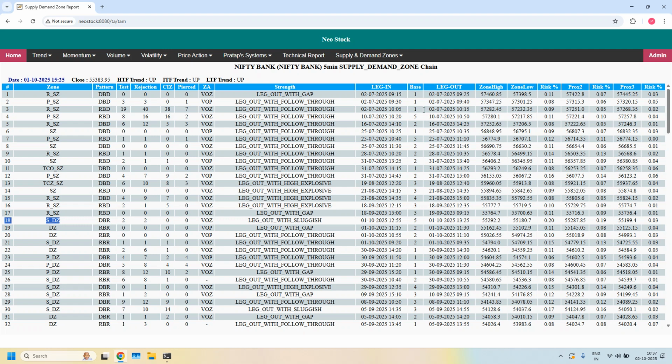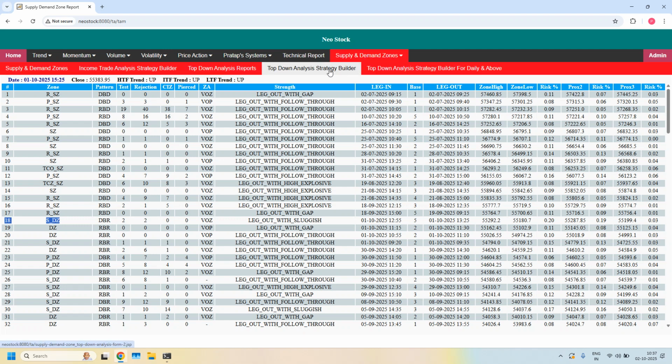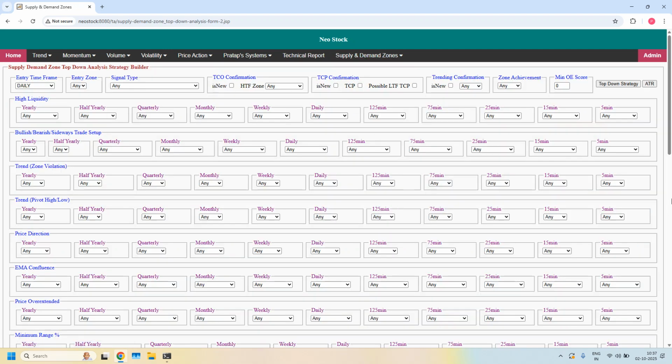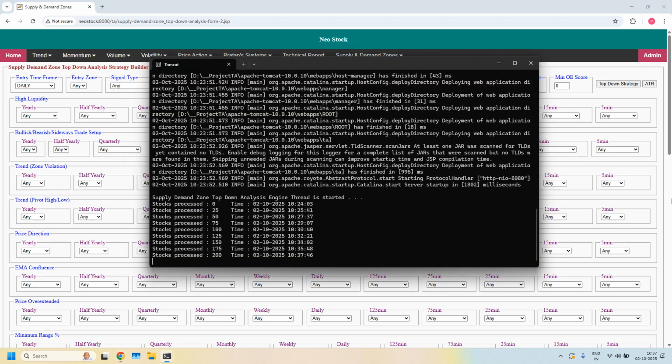We have completed both Nifty and Bank Nifty supply demand zone chain reports. Next I will generate sideways, bullish and bearish trade setups for monthly, weekly and daily income trades. Before that, let me check the top-down process. I think it is about to complete. We need to wait for a few more seconds before this process completes.